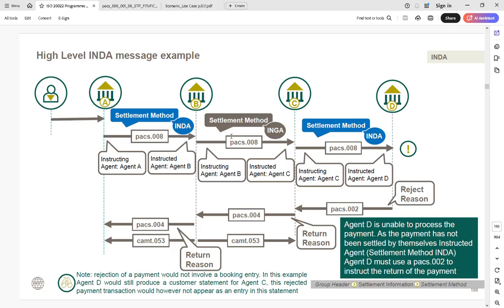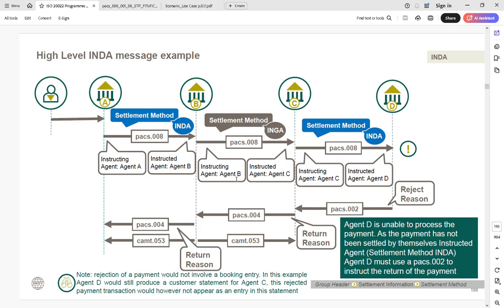So in the next chain, B becomes the instructing agent and C becomes the instructed agent. Earlier B was receiving the payment, that's why it was instructed. Now in the next chain from B to C, it is sending the payment, that's why it becomes instructing. So again it will change to INGA. Instructing means INGA, instructed means INDA. That's why in the first chain the settlement method is instructed agent, and in the second chain it is instructing agent.